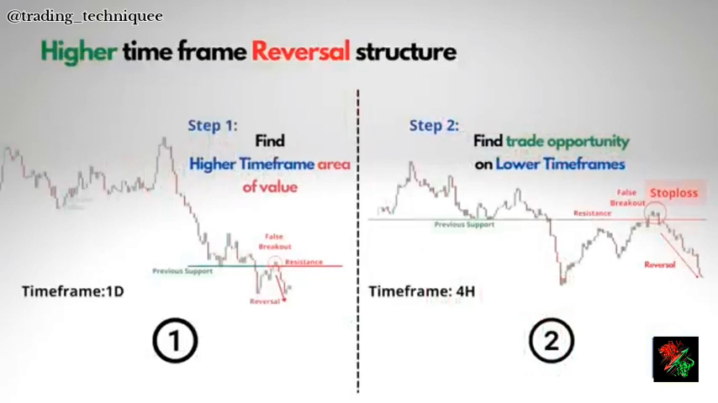In case of this strategy, we have to look for a higher time frame area of value like a support or a resistance where the prices can eventually reverse, and you can then take a trade entry on a lower time frame with the help of a reversal candlestick for confirmation. In this case, there was a false breakout and you can leverage the highs of this false breakout to place your stop loss.